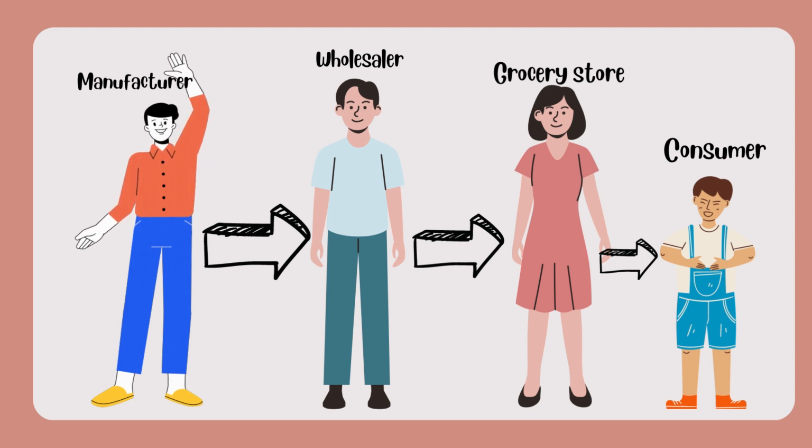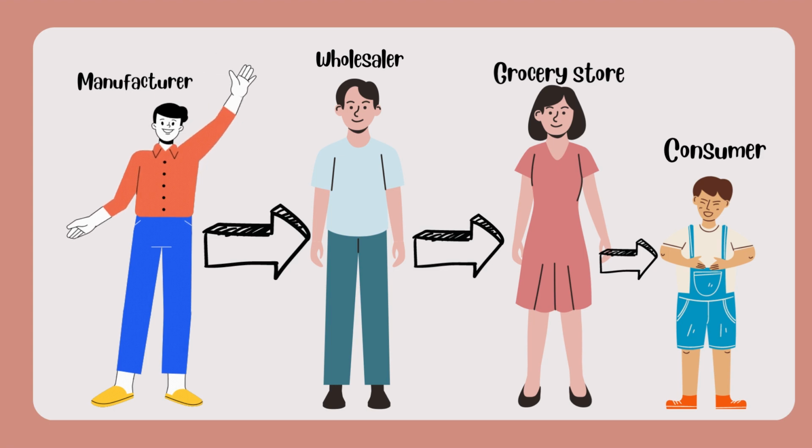Okay, now let's see the amount of tax collected. The manufacturer collects 12 rupees, the wholesaler 18 rupees, and the grocery store 24 rupees. This money is deposited to the government. The total tax is 54. Let's see the percentage. If we calculate the percentage, it comes out to be 27%. But we assume the tax to be 12%, right? It's not fair. Let's see.